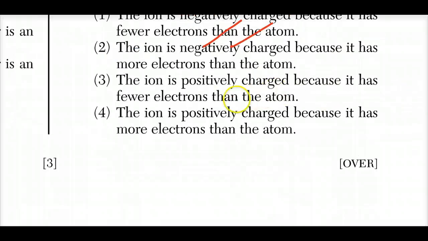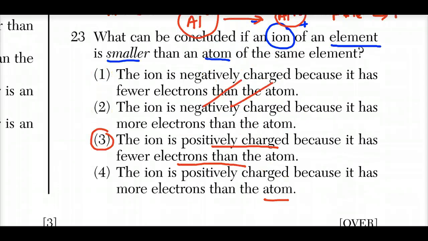So the ion is positively charged because it has fewer electrons than the atom. Yeah, which means you lost electrons. And losing electrons, like oxidation, remember LEO, you become positive. Your charge goes up. And the other choice, ion is positively charged because it has more electrons than the atom. If that's the case, it'd become negatively charged and it'd be bigger. So 23 is 3.